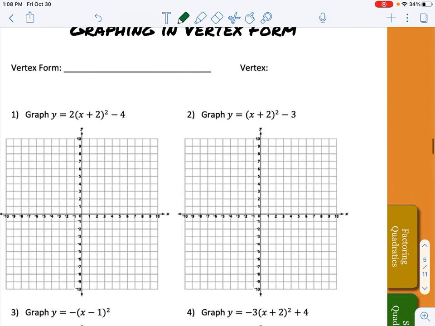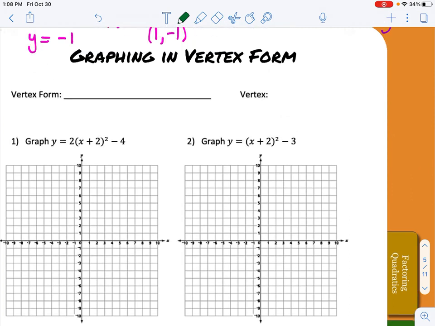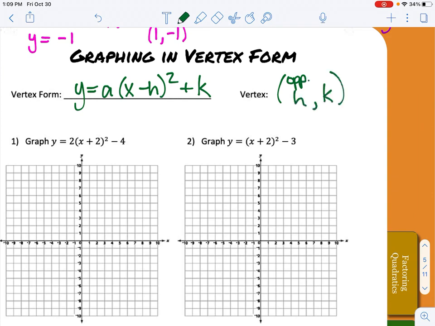We're going to try a few more. These are just review from the last lesson. They should go pretty fast, and they'll be even quicker since we're not making a table anymore. So our vertex form is y equals a(x minus h) squared plus k. And the vertex of these is the opposite of h, comma k.